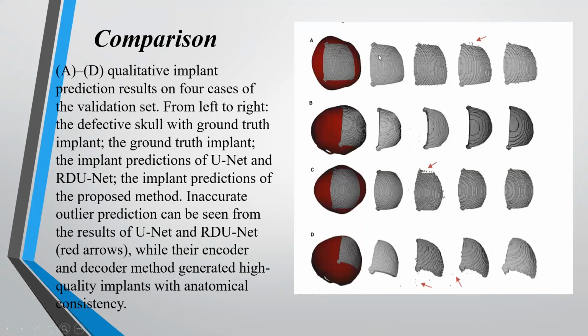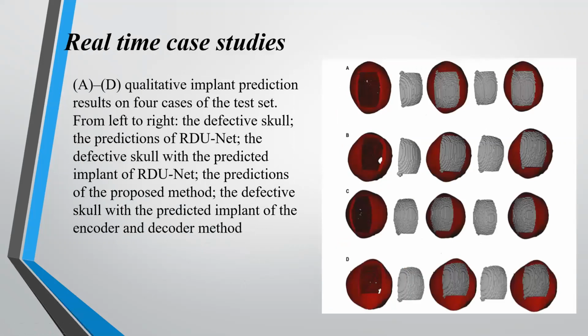The first row consists of the proposed model, that is the autoencoder and decoder, and the second, third, fourth, and fifth are the designs generated by RDUNet. As you can see, there are some inconsistencies, which will mainly affect the human body and the brain. So the author says that the autoencoder method predicts the best design without any inaccuracy. And in the real-time case study, as you can see, the red part is the skull and the gray is the implant generated by the autoencoder decoder, which best fits without any inconsistency.